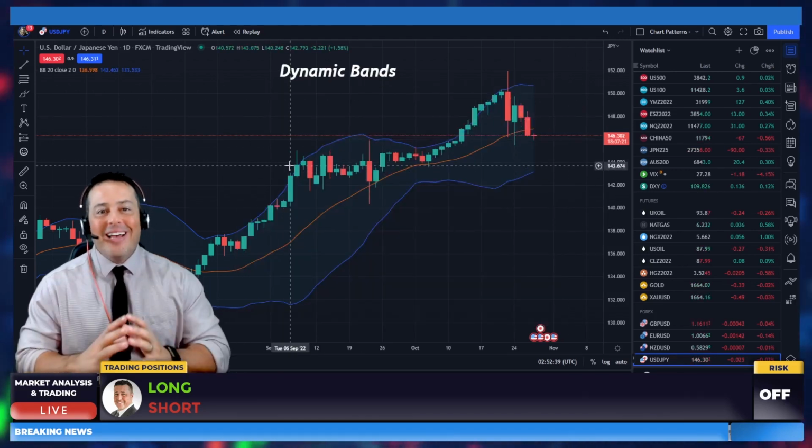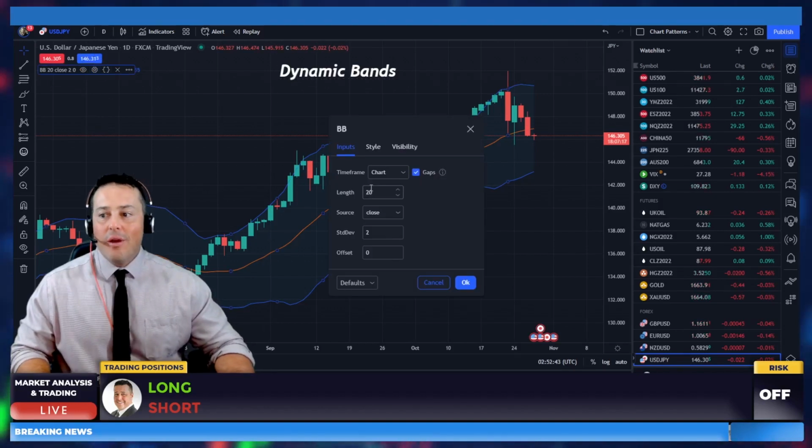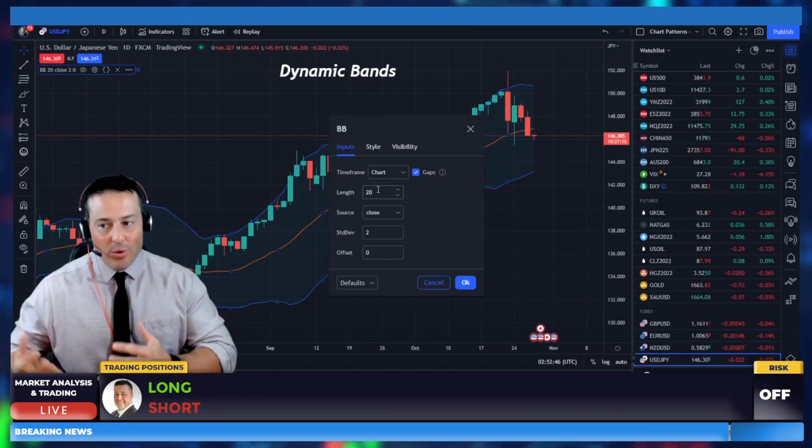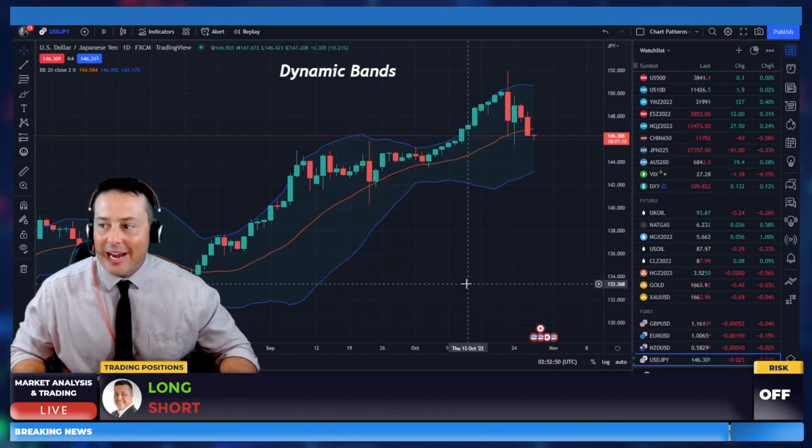This is a dynamic tool. We can tailor it with the settings any way we like. Right here, we can pick a different length. We can pick a different source. Standard deviation, you name it, we can dial this in exactly the way that we want it.